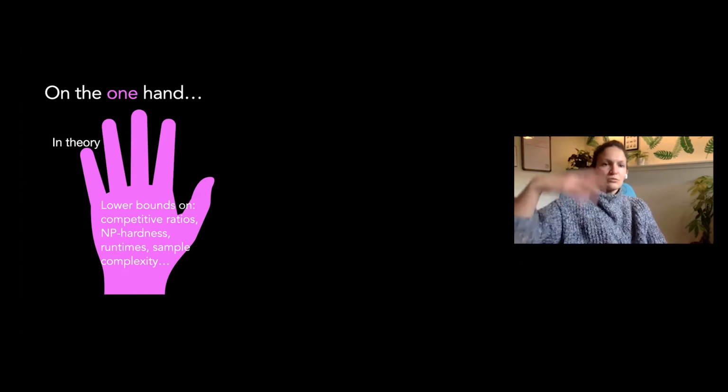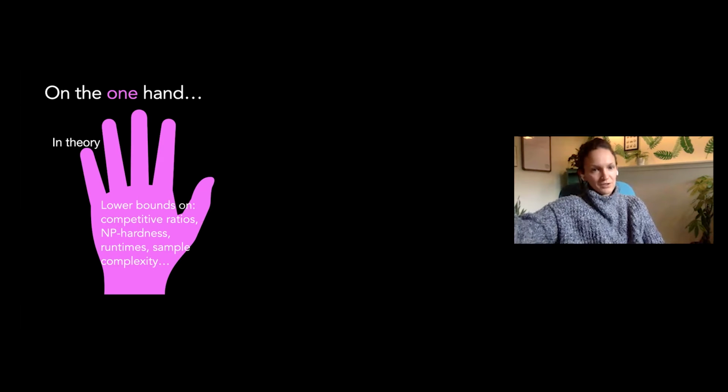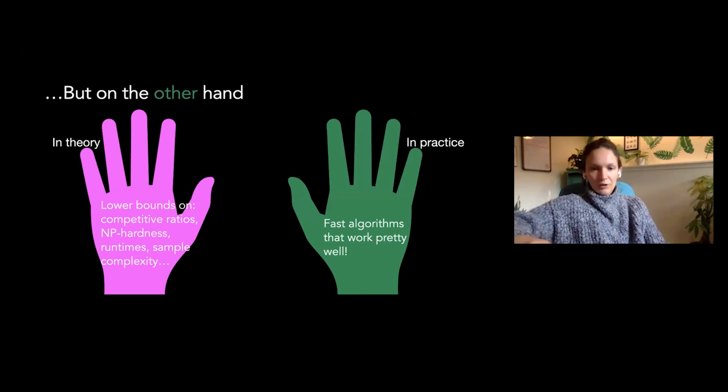Okay. So for motivation, in theory, we're often very concerned with lower bounds: proving lower bounds on competitive ratios, NP hardness lower bounds, proving lower bounds on the approximation ratios that are possible for problems, lower bounds for runtimes, lower bounds for sample complexities, et cetera, et cetera. And this is all well and good, but in practice, we have many algorithms that are fast and they work pretty well. In particular, we have algorithms that work so well in practice that they're working better than what our theoretical guarantees tell us is possible to get, all the time.